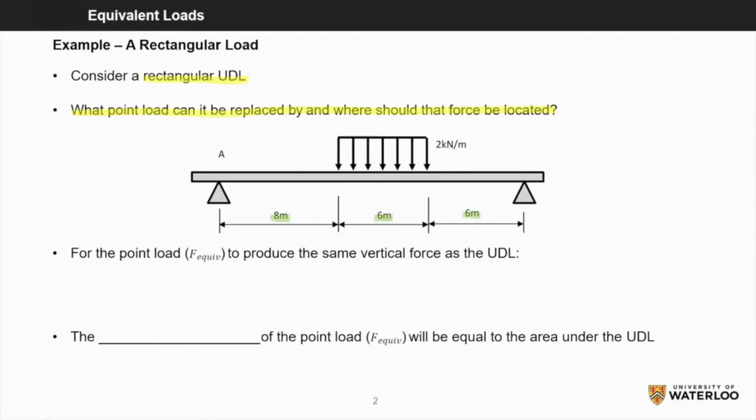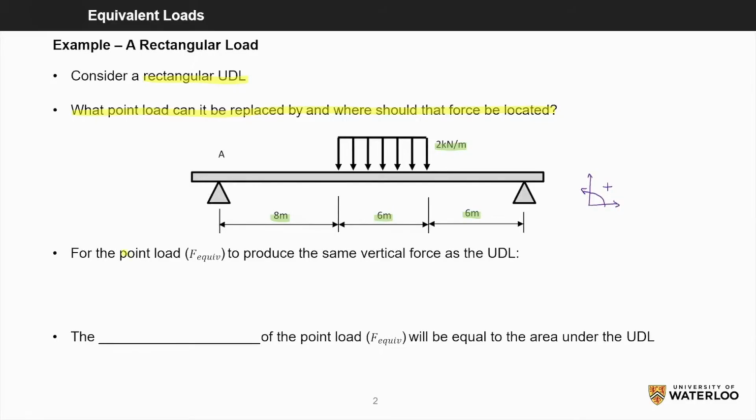It is shown that the UDL has a downwards force of 2 kilonewtons per meter along the entire 6-meter length. Also, recall the coordinate system with positive forces acting upwards and to the right, and positive moments rotating counterclockwise.